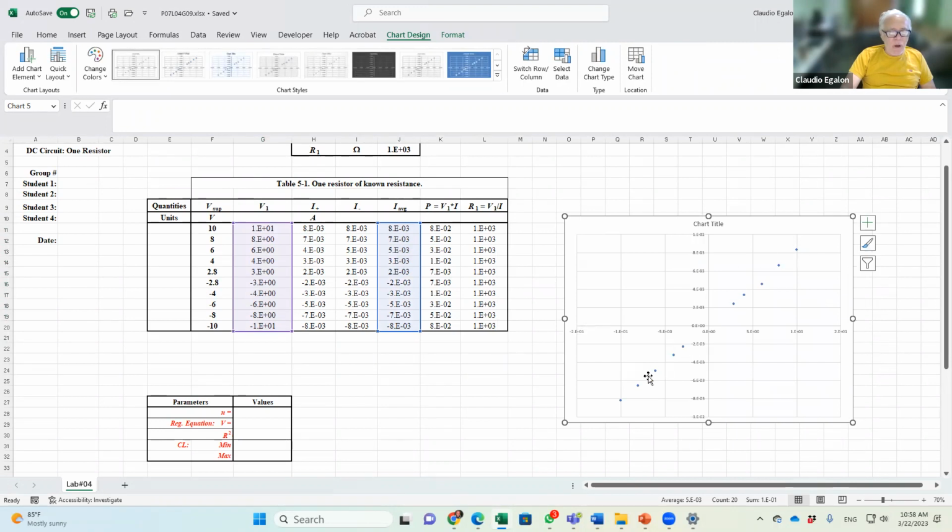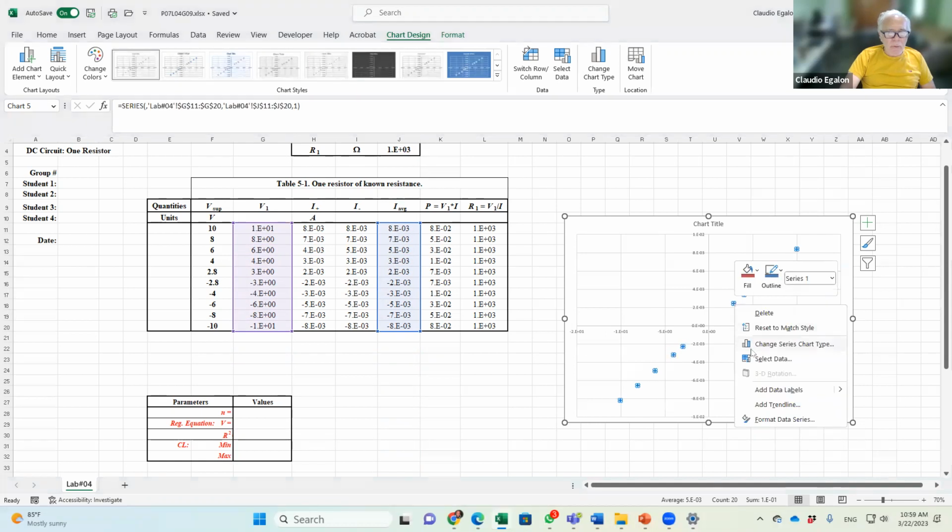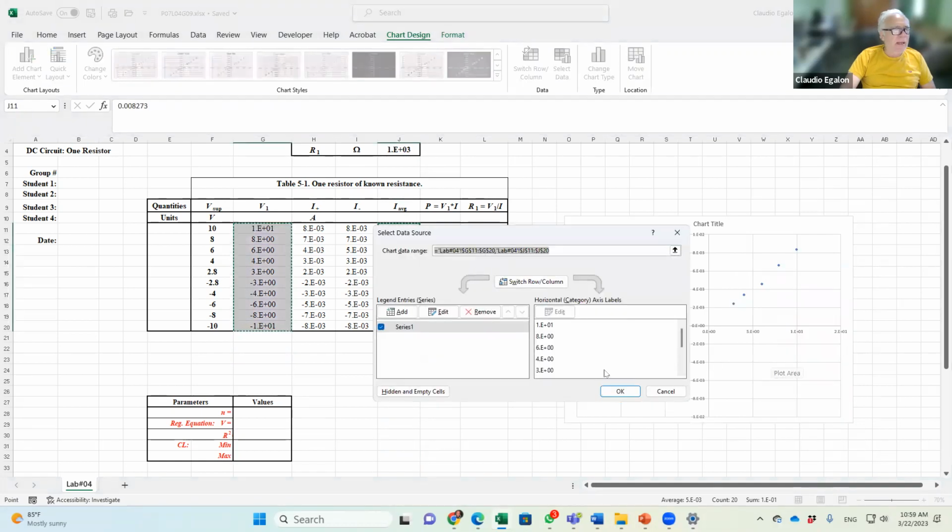So that's Ohm's law in real life. There's a linear relationship between the voltage and the current, but there is one important detail here. You have to invert your axis, because in this case the V is being plotted in the horizontal. You want the V to be in the vertical, and you have to switch the axis. How do you switch the axis?